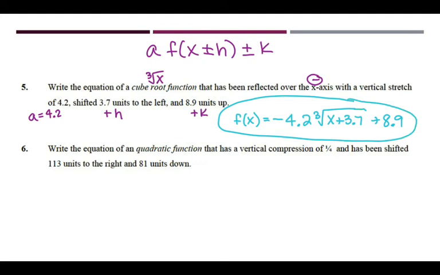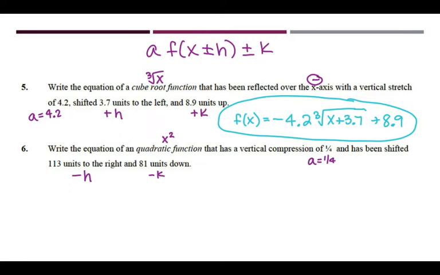Using that same idea, I have a quadratic function, so that's an x squared. Vertical compression of 1/4 means that a is 1/4. Shifted 113 units to the right, that's going to be a minus h. And 81 units down is also a minus h. Oh no, not minus h, minus k. There we go. Don't make that mistake.